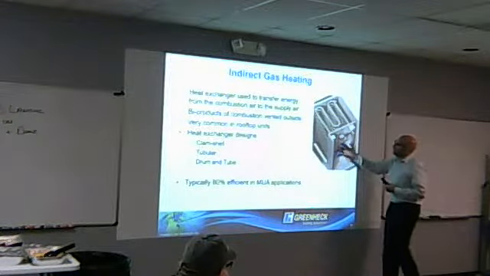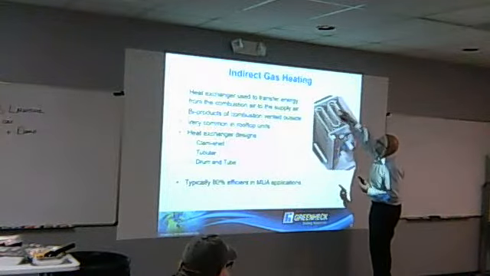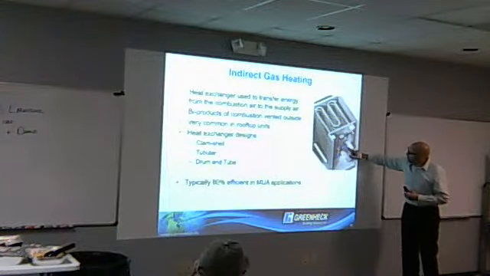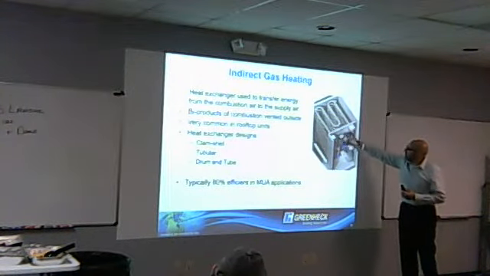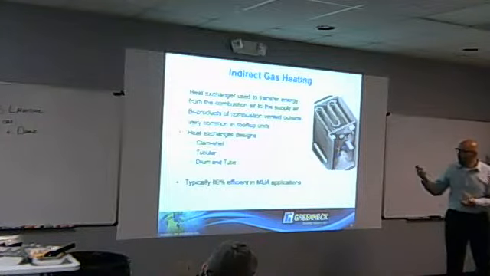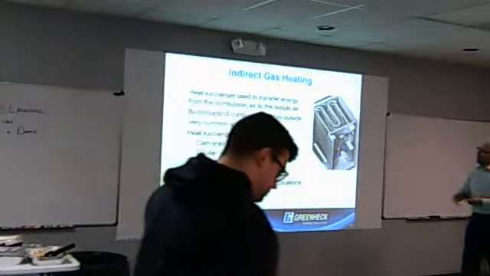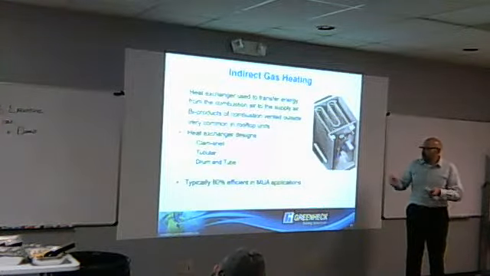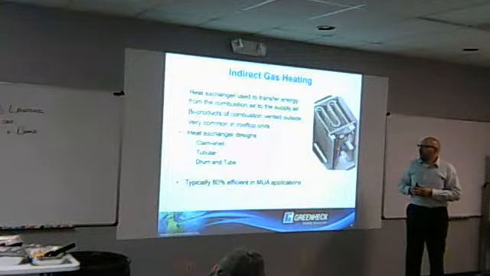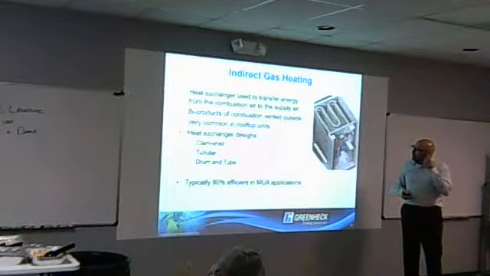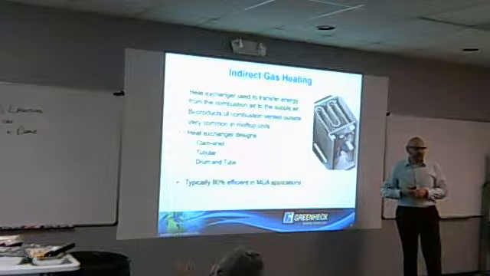So here the flame is coming down the tube and then out the collection box, little power exhauster pulling the contaminants through the tubes and then exhausting it outside. Very common for rooftop units. What you see here is a tubular arrangement, the clamshell you're familiar with, and then the drum and tube. I don't see too many of those. And everything we do from Greenheck is the tubular arrangement, 80% efficient.